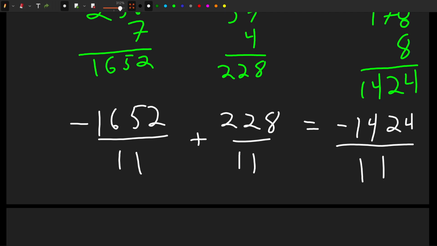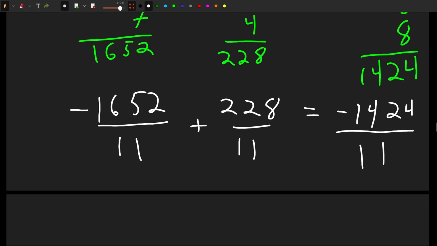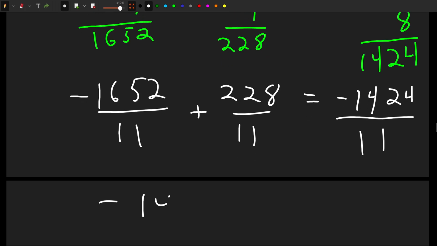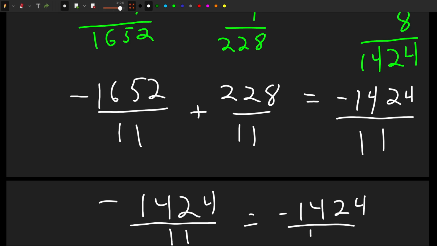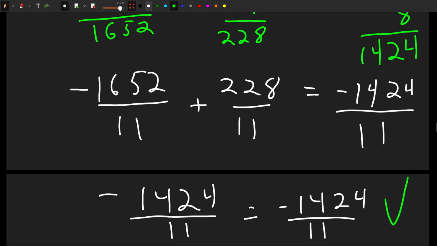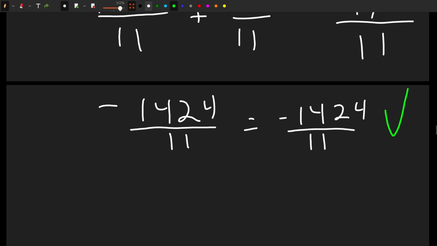So now I just need to add 228 to negative 1652. 52 minus 28 is 24. So that is indeed negative 1424 over 11 is equal to negative 1424 over 11, and that's my answer. I don't need to go any farther than that. Once you get that the left-hand side is exactly equal to the right-hand side, you can stop. You don't need to simplify down the fractions because they're always the same number.